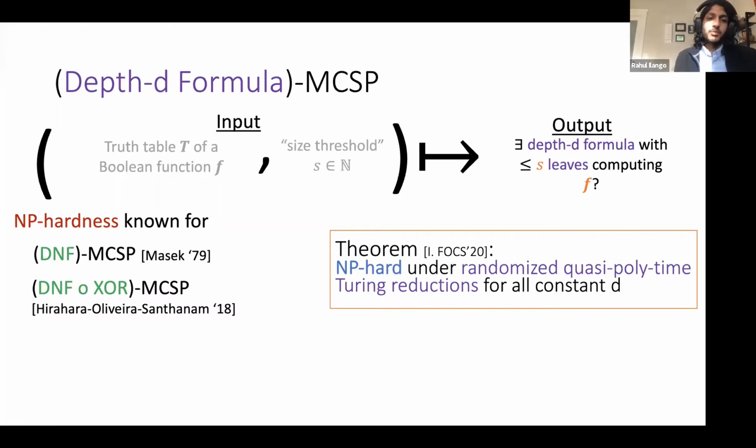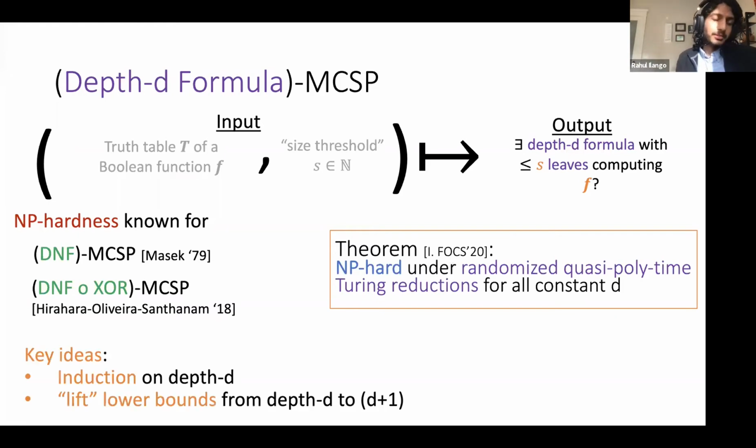So in terms of takeaways here, the key idea behind proving this was to work by induction on D. I think it's a fairly natural strategy. The D equals 2 case was already known. And our inductive step had an interesting technique where we were able to lift depth D lower bounds to depth D+1 lower bounds. And I'm going to come back to this because it's going to be the application that I'm going to talk about at the end.